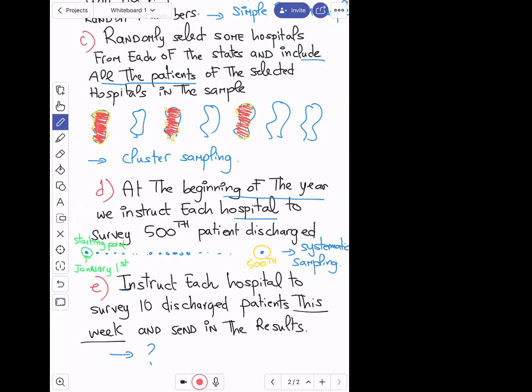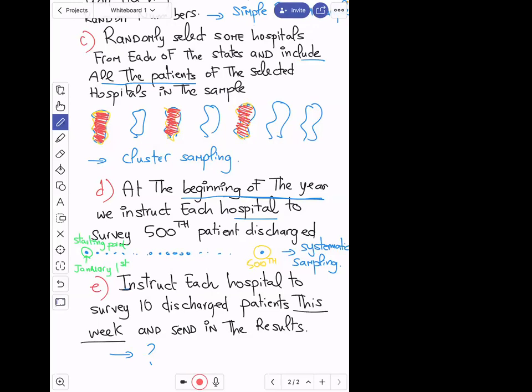Okay. Does this make sense to you? Why is D a systematic sampling? Again, the starting point is the beginning of the year, January 1st, the first patient on January 1st, and then you count until 500. Now, in E, we don't divide the patients into subgroups, so it's not stratified sampling, it's not cluster sampling. It's not systematic sampling because there's no starting point.